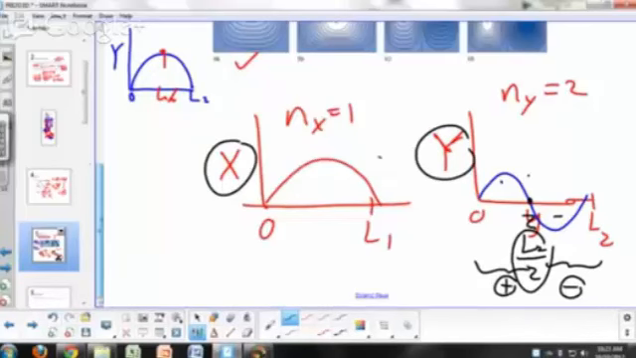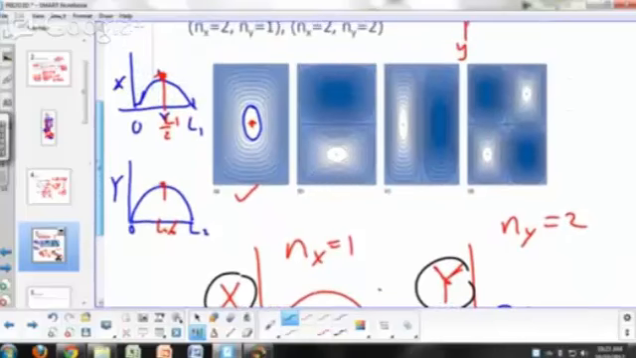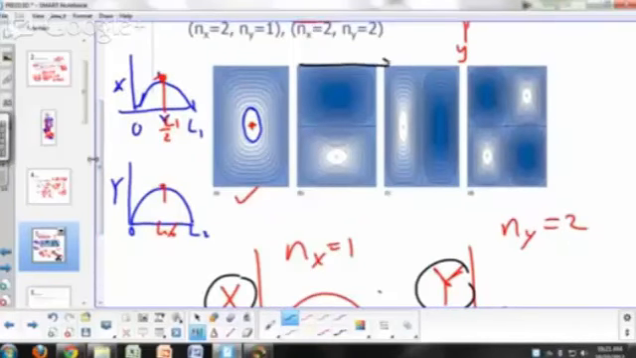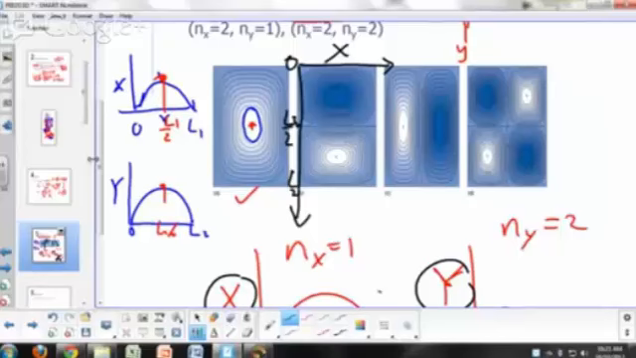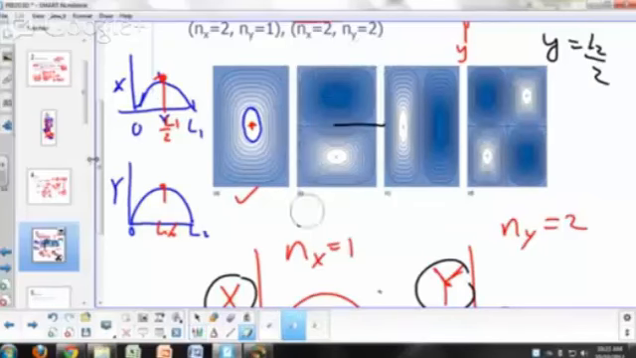Okay, so if you draw contour plots for that, if this is your x-axis, there is no node along the x-axis. If this is your y-axis, L2 over 2 is right here, this is L2, and this is 0. The plane defined by y equals L2 over 2 is a node. This is not oriented the right way. Let's redo that. Sorry. Apparently it's set up this way.